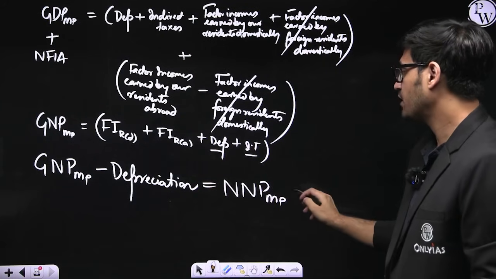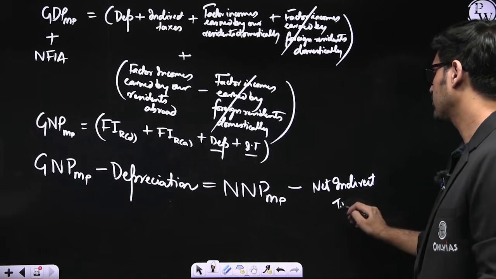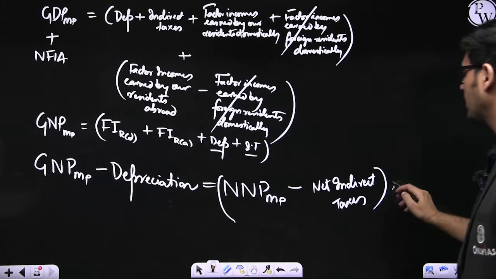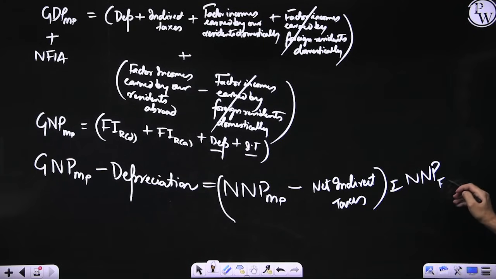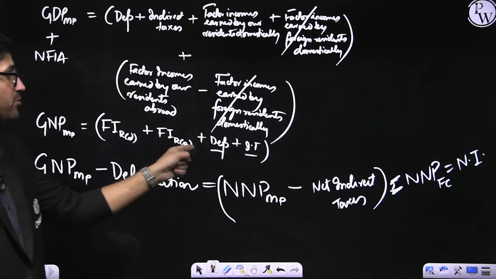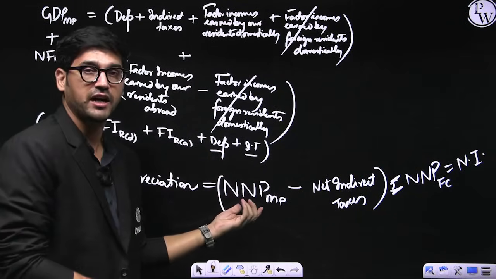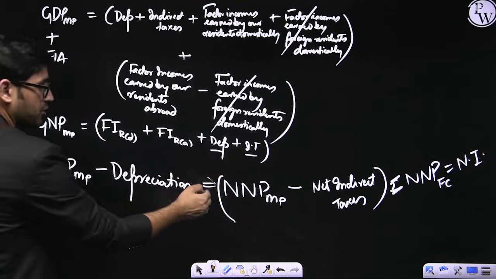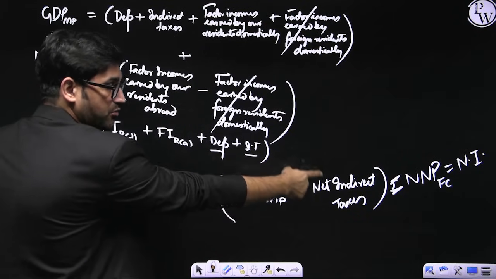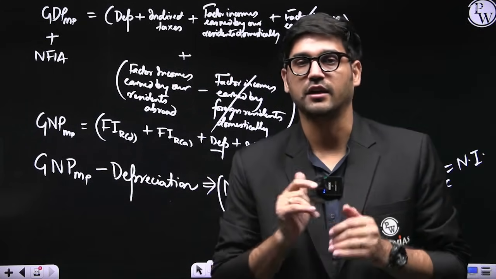Now from net national product at market prices, we will remove what is called net indirect taxes, and this is going to give us NNP at factor cost. And this part, NNP at factor cost, is what we call national incomes. Get this? From this value, we have to remove these two components. First, when you remove depreciation, gross becomes net. Since this is NNP at market prices, from NNP at market prices, you remove indirect taxes. What you get is NNP at factor cost, and this is what you call national incomes.